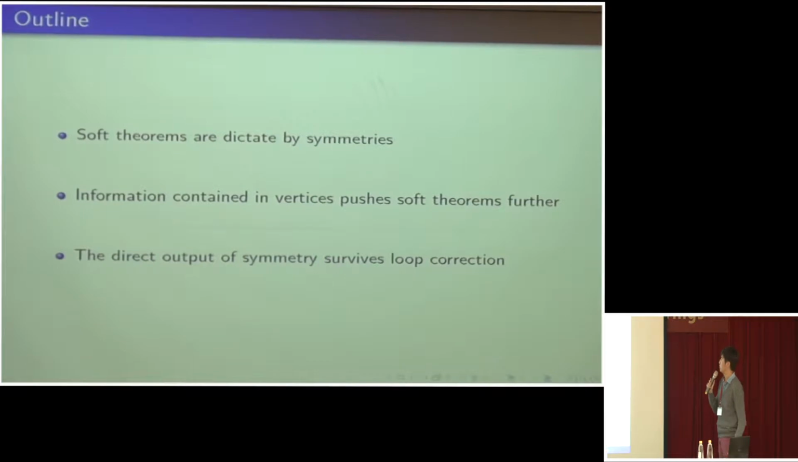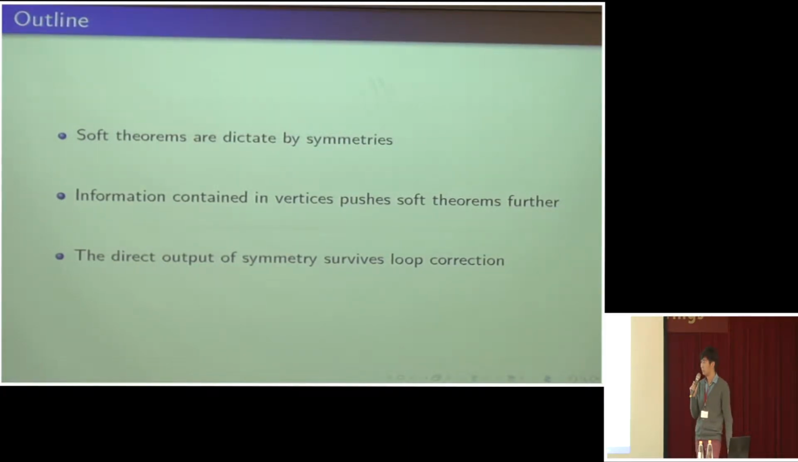Okay, so the talk will focus on 3 points. The first is soft theorems are determined by symmetries. Actually, it's the spontaneously broken symmetries. That is, if we have a spontaneously broken symmetry, then we will have a Goldstone boson. And the soft theorem of the Goldstone boson is totally determined by the symmetry principle. And the second point is information contained in vertices will push soft theorems further.